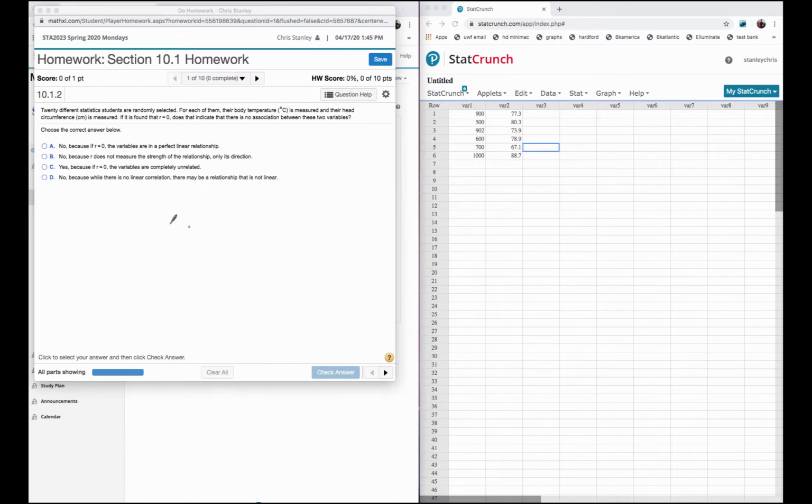So basically what they're saying is they got 20 different statistics students. And for each of them, they got their temperatures in Celsius and their head circumference. So they got their temp, and then they got their head circumference. Okay. And they found an R of 0. And then they ask, does this indicate there is no association?